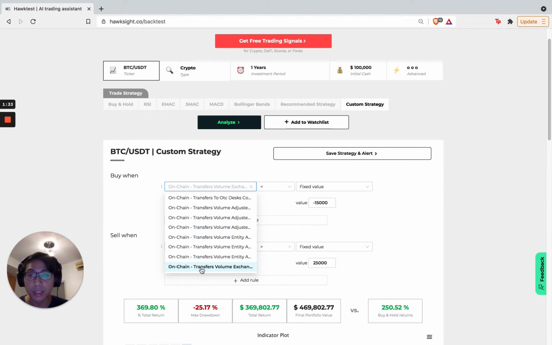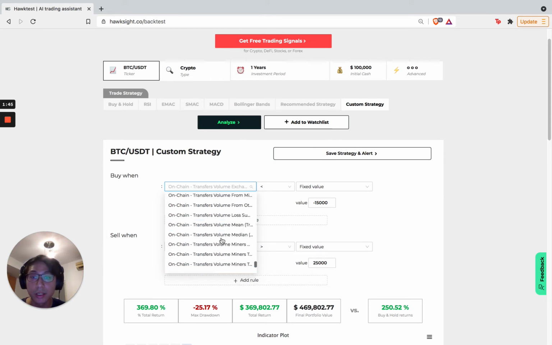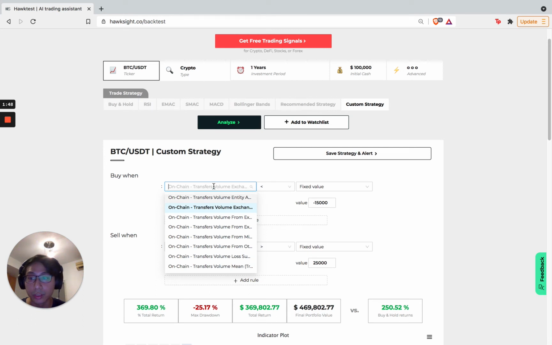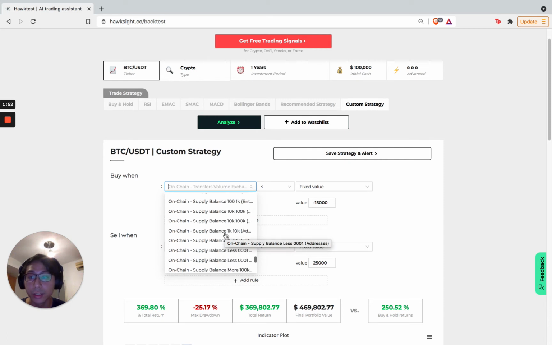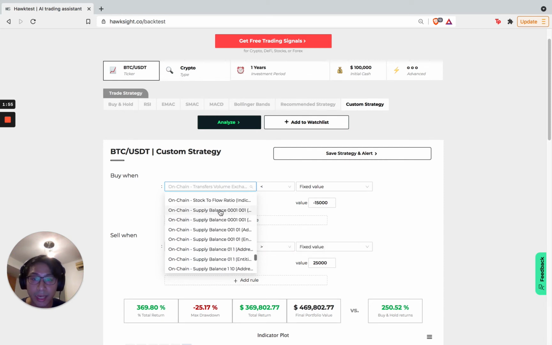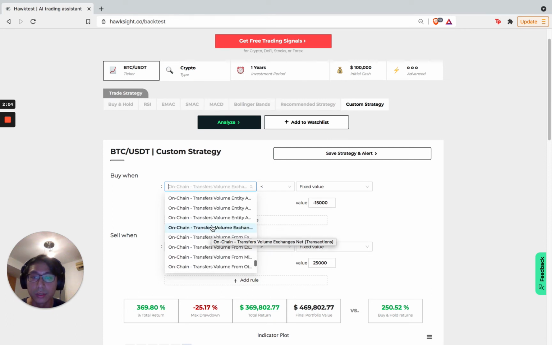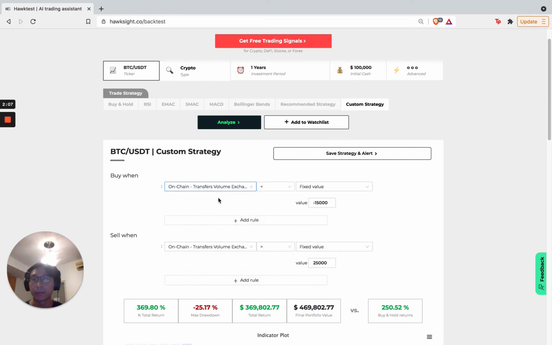So for the indicator today, we'll start with the transfers volume exchange net, which means, again, the net inflows of Bitcoin into centralized exchanges. If you want to look at the other on-chain indicators, you can go through the indicator dropdown and just type on-chain, and that will filter to the on-chain indicators that we have. For now, the names are still shortened, so you can just hover over it to see the full name. You'll see we have a lot of indicators over here. Okay, let's zoom back into the transfers volume exchange net.